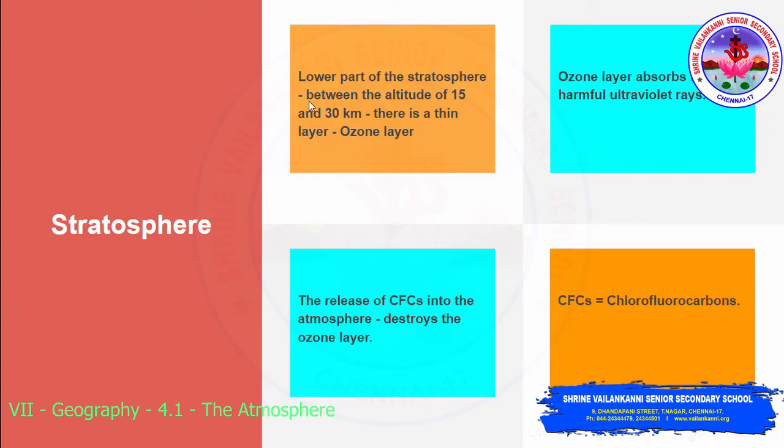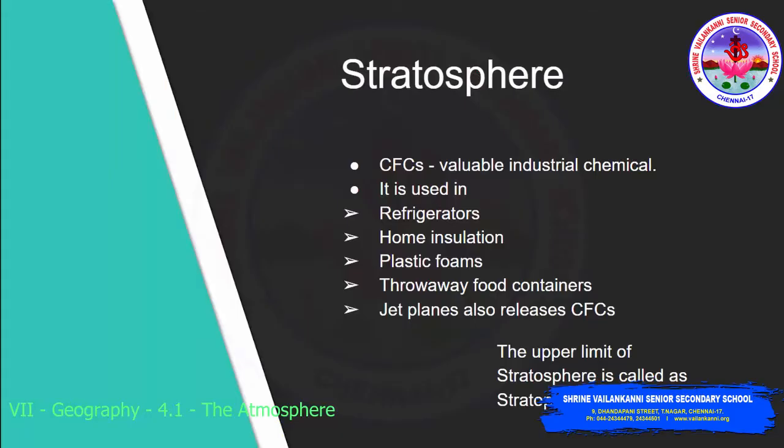CFCs are chlorofluorocarbons, and the release of CFCs in the atmosphere destroys the ozone layer. Now we'll see about the CFCs. It is a valuable industrial chemical, and it is widely used in refrigerators, home insulation, plastic foams, and also throwaway food containers. And even in this zone the jet planes will be flying. So these jet planes also release CFCs. So there are efforts being made globally to reduce the usage of CFCs, and the upper limit of the stratosphere is called the stratopause.